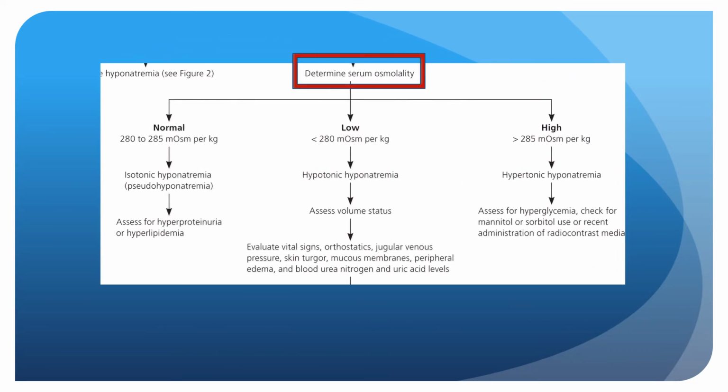The next step is to determine the serum osmolality. This can either be calculated using the previous lecture formula, or it can be sent to the lab and calculated by them. If the serum osmolality is normal, it's called isotonic hyponatremia. If it's low, it's hypotonic hyponatremia, and if it's high, it is hypertonic hyponatremia.